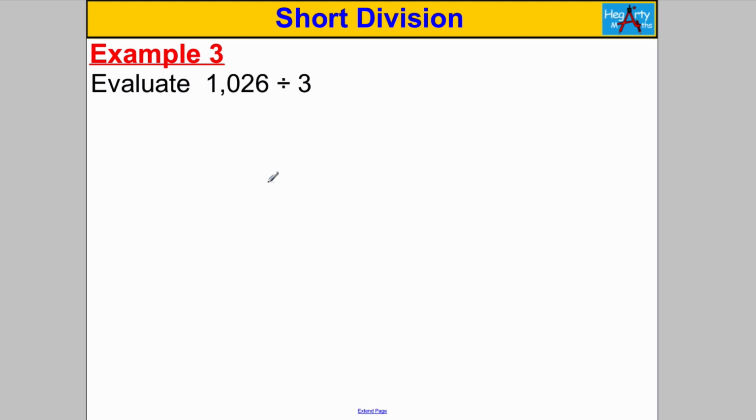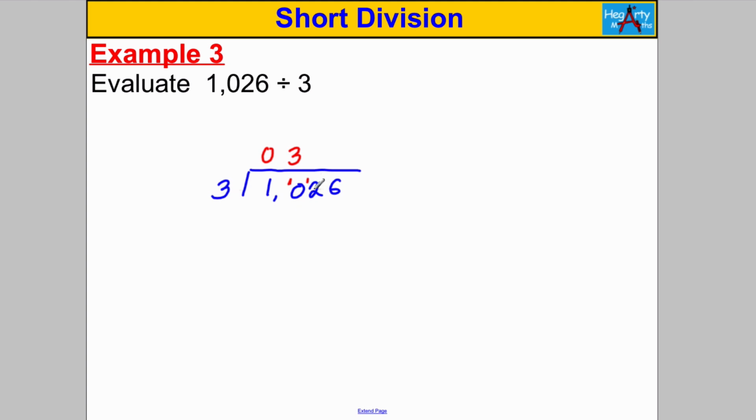Next question. If you want to pause the video and do this, feel free to. I'm going to write it out the way I showed you. So 1026, and we are dividing that by 3. I'm going to ask myself, how many times does 3 go into 1? And I'm going to write it doesn't. And I'm going to carry that 1 over to this column here. How many times does 3 go into 10 now? Well, 3 goes into 10 3 whole times, because 3 times 3 is 9, left over 1.